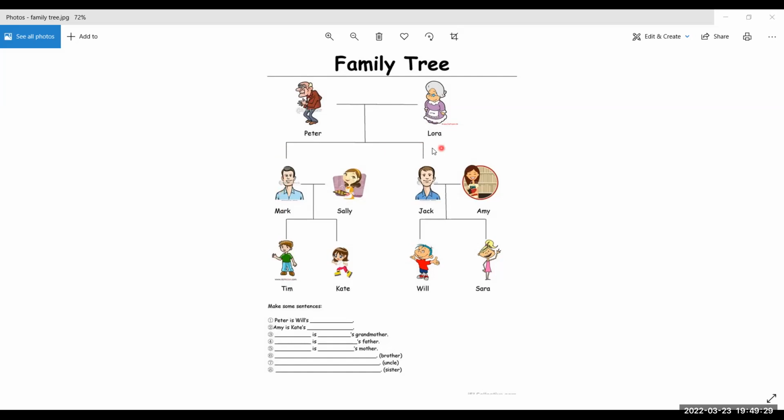They had Mark and they had Jack. Now their two sons are married as well. So Mark got married to Sally, and together they had Tim and Kate, and Jack got married to Amy, and together they had Will and Sarah. So let's try to answer these questions.